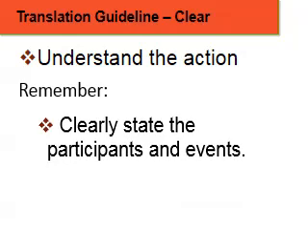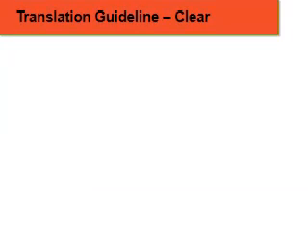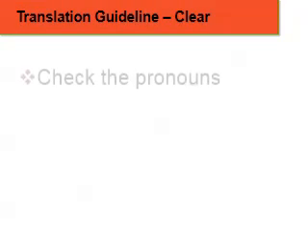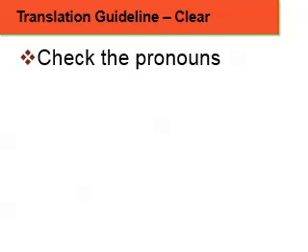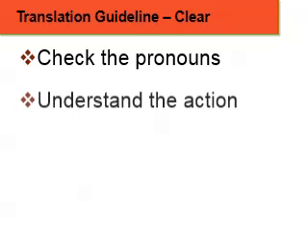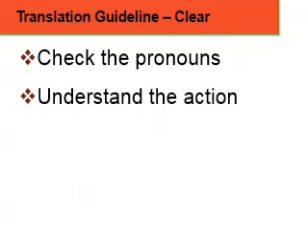Remember, a clear translation will identify the participants, the subject that is doing the action, and the object that has the action done to it. To recap what we have covered so far, you will need to check the pronouns in the source text and make it clear to whom or what each pronoun refers. Also, check each event or passive verb to be sure you understand who is involved with the action.